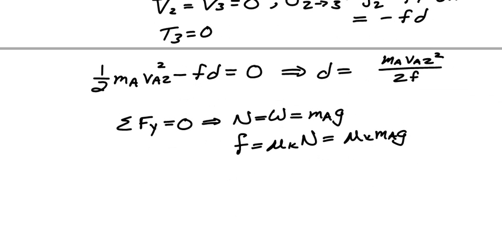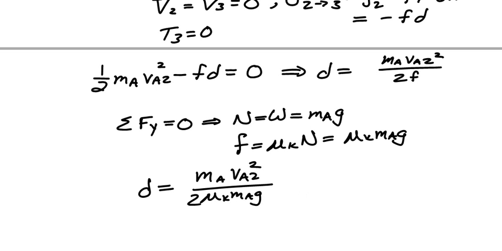What I'm left with is that the distance the block travels post-impact is given by ma times va2 squared divided by mu k times ma times g times 2. You'll note that the mass of the block cancels out, and so d is equal to va2 squared divided by 2 times mu k times the gravitational constant g. From here you can plug in numerical values and wrap this problem up.